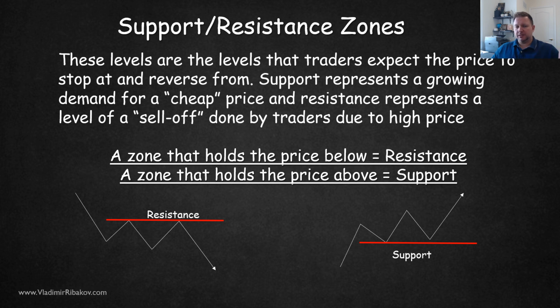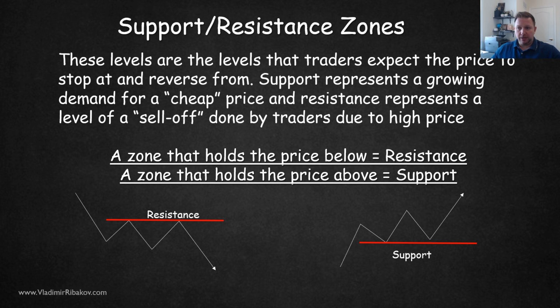While the resistance is exactly the opposite. The price goes higher and higher, reaches some level which is too expensive for traders to hold or to buy more, so they let it go. We call it a sell-off at a specific level under specific conditions, and the price drops. So these are the levels where traders expect their turnarounds to happen. A zone that holds the price below is called a resistance, and a zone that holds the price above is called the support.